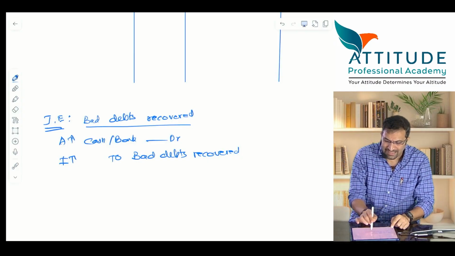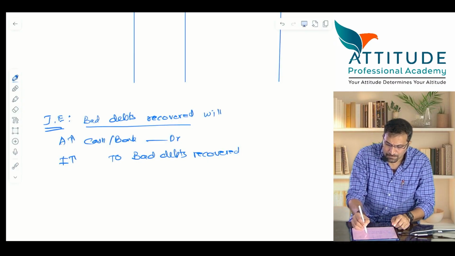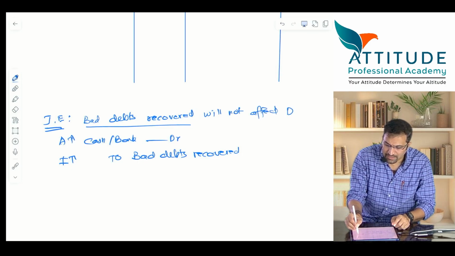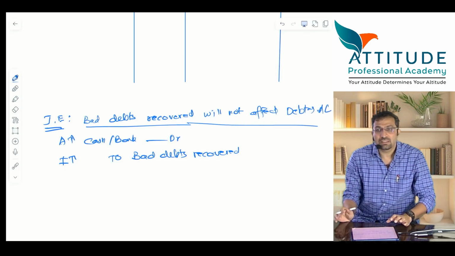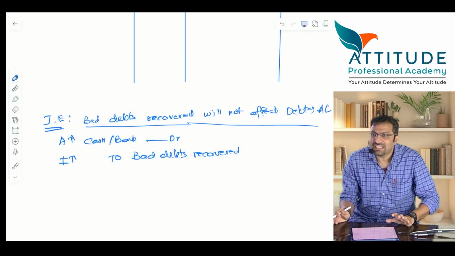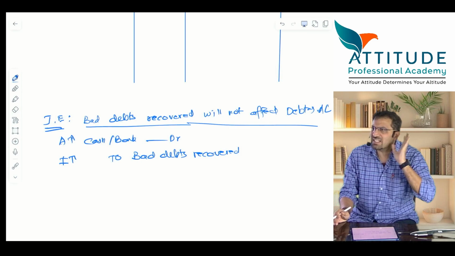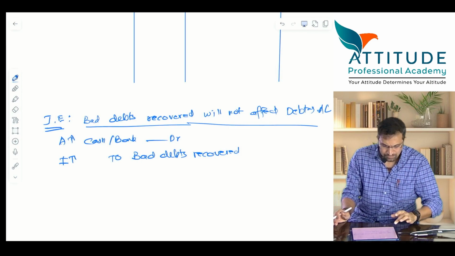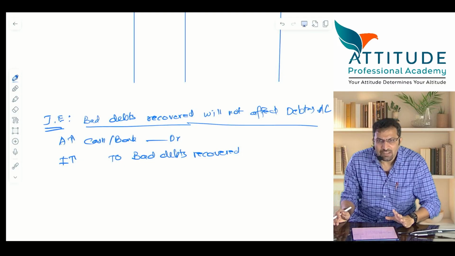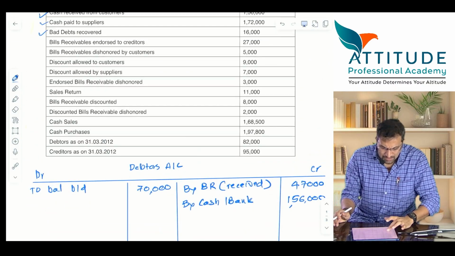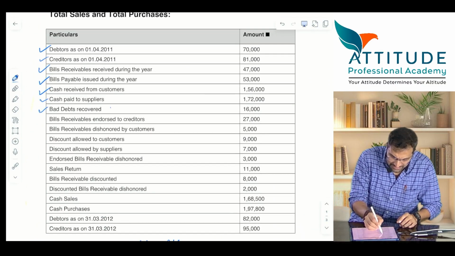So you have to write a note: bad debts recovered will not affect debtors account. So this will not come in your debtors account. Is that clear? Always remember, pass the journal entry, you'll get the answer. Simple. Shall we proceed? Next. So this is done. This does not come in the debtors account.